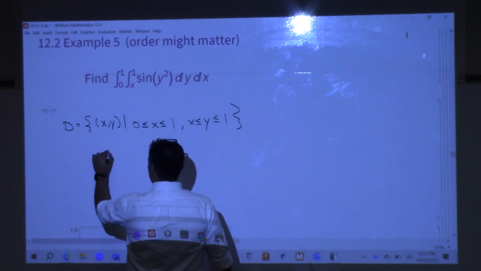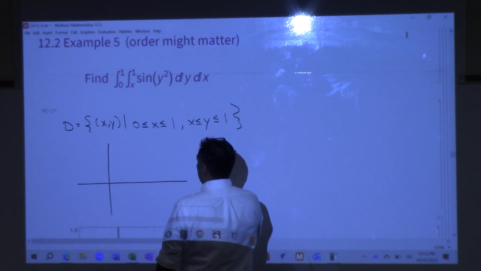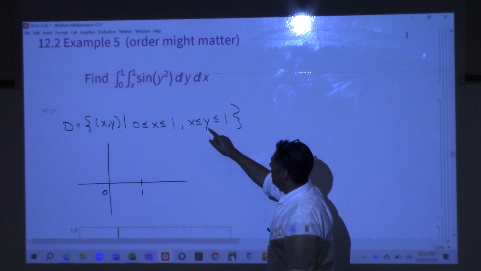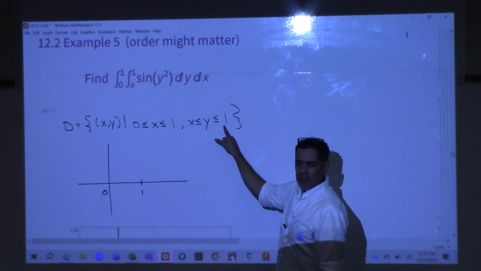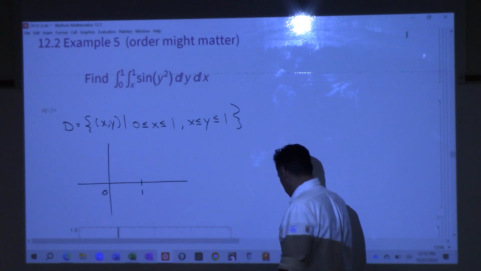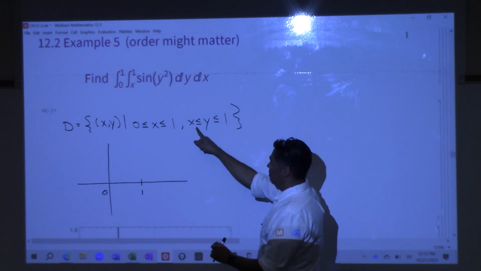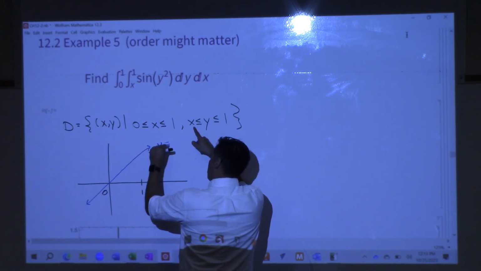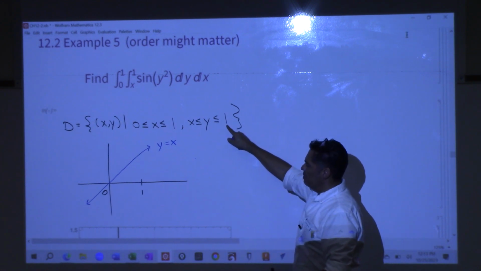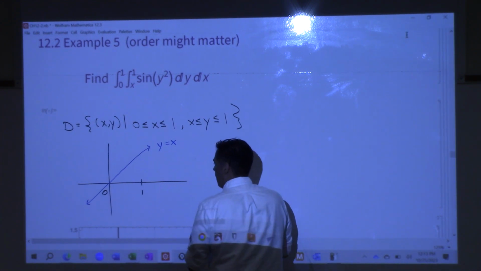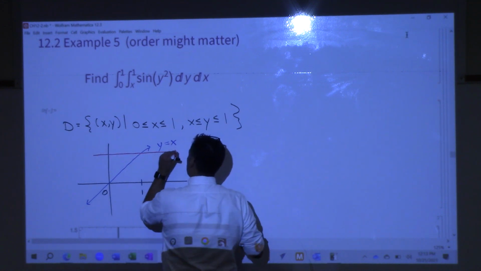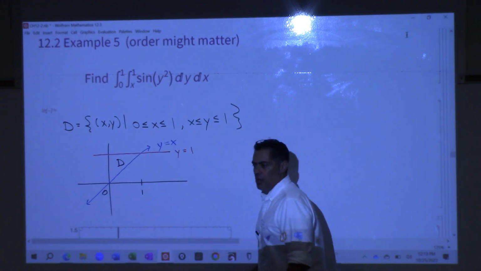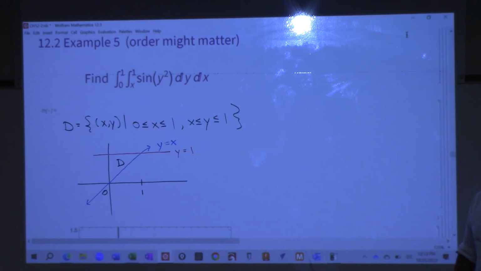What does that look like on the ground? x is between 0 and 1, and your y's are between x and 1. Do y'all know what y equals x looks like? It's this, right? That's y equals x. And what does y equals 1 look like? A horizontal line, like this. This is D, isn't it? Do y'all agree that the picture of D right there is that domain?